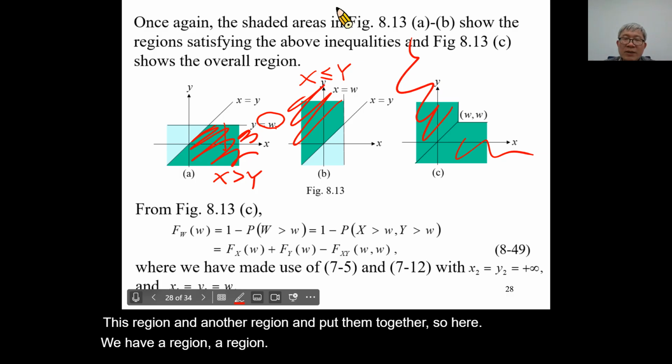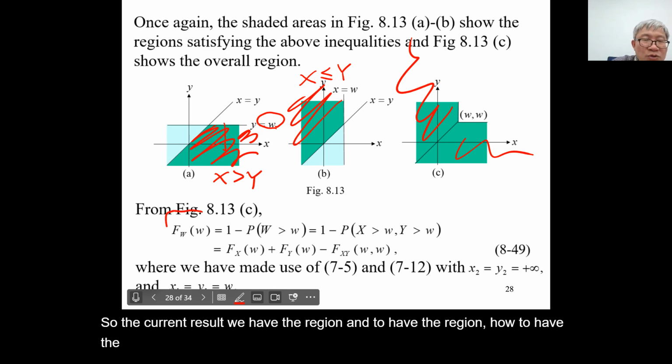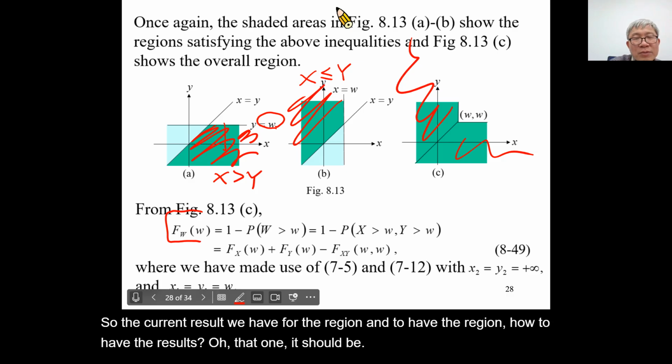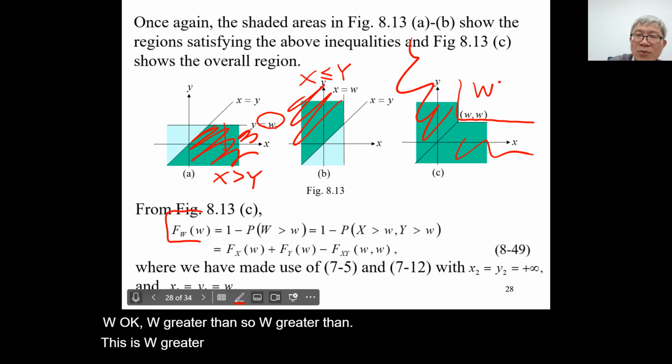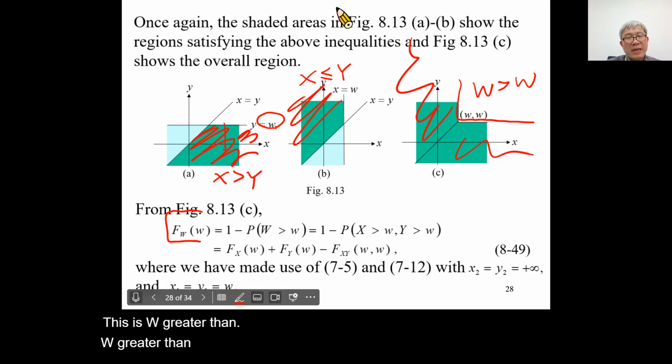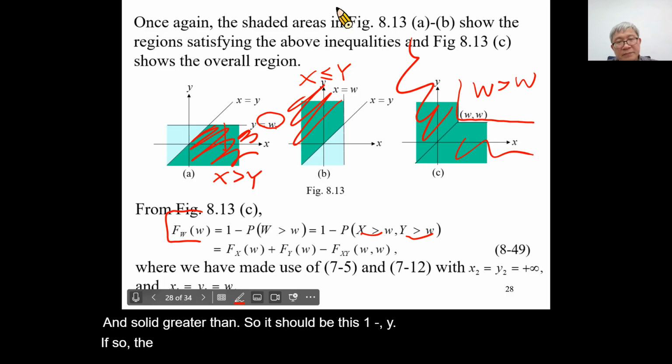So the current result, we have the region, and to get the results, how? Oh, that one should be W greater than W, so it should be this, 1 minus y. If so, how do we get the probability?